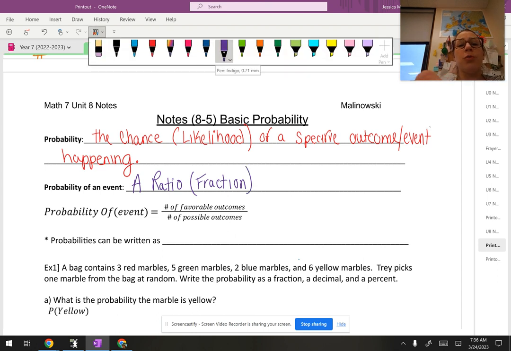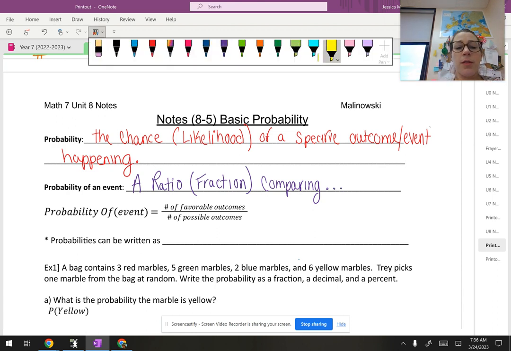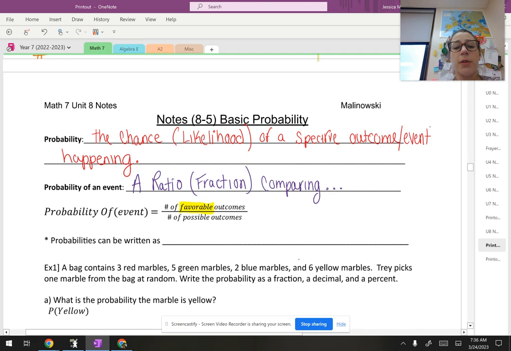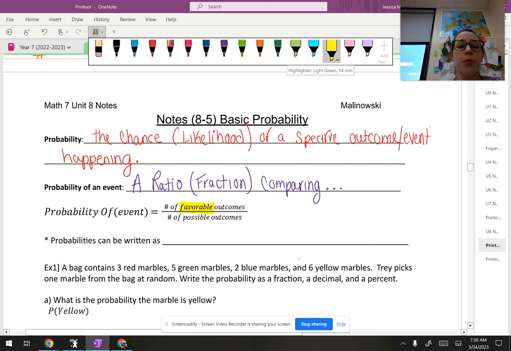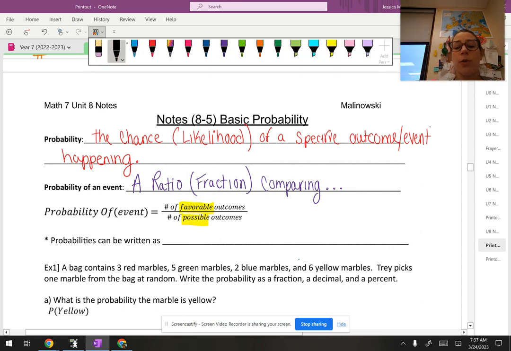And what is a ratio doing? Remember that a ratio is just comparing two things. So it's a ratio or a fraction comparing, and then we're going to jump down below here, comparing the number of favorable outcomes to the number of possible outcomes.